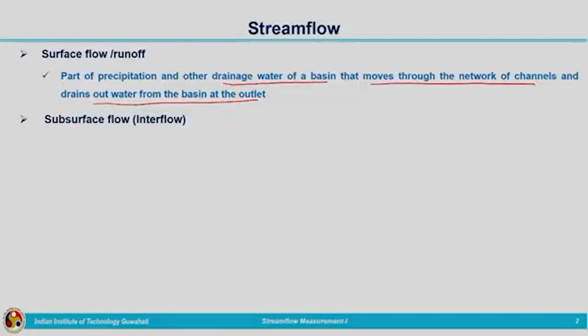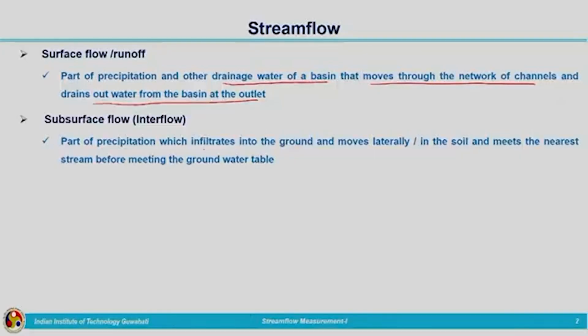Second one is subsurface flow or interflow. What is subsurface flow or interflow? We have already seen this when we were discussing subsurface water. In the case of subsurface flow, what is happening actually? Whenever precipitation is occurring, some amount of water will be infiltrating into the soil and the subsurface storage will be satisfied. After that, the water starts flowing depending on the gradient. So, it will be flowing in the lateral direction and finally contributing to the streams. That is what is termed as the interflow.